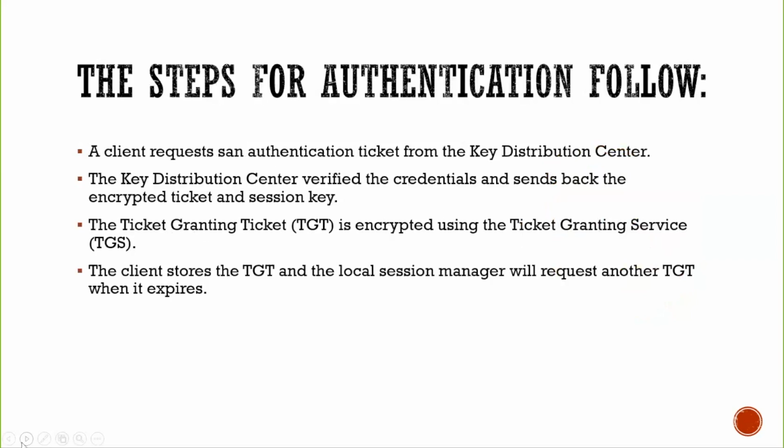The steps for authentication follow. First, a client requests a ticket from the key distribution center. The key distribution center verifies the credentials and sends back the encrypted ticket and session key. Then, the ticket granting ticket is encrypted using the ticket granting service. Lastly, the client stores the ticket granting ticket, and the local session manager will request another TGT when it expires.